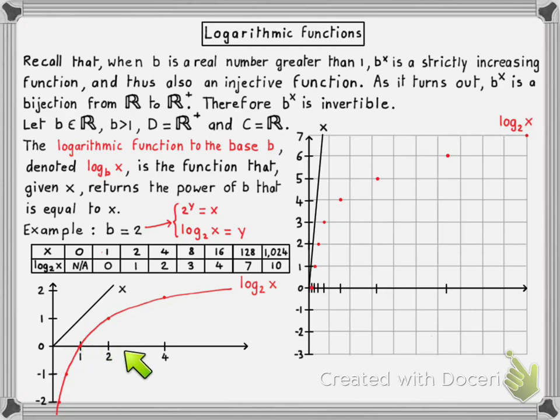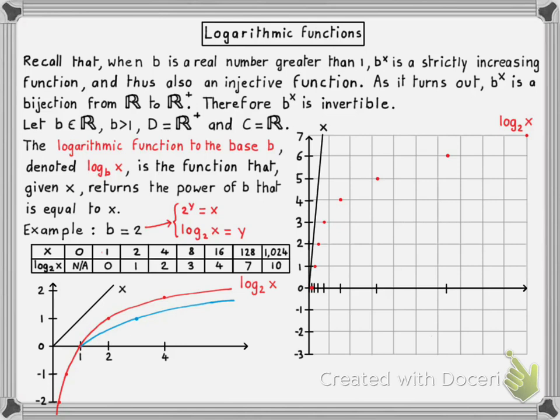Now what would be the next easiest point to compute? It would be for x equals 3. What is the power of 3 that is equal to 3? Well, the answer is 1. So the next point here for the graph of log base 3 of x will be here. And you see that the graph for log base 3 of x is also strictly increasing, but it actually increases slower than log base 2 of x. So make sure you understand this important point.